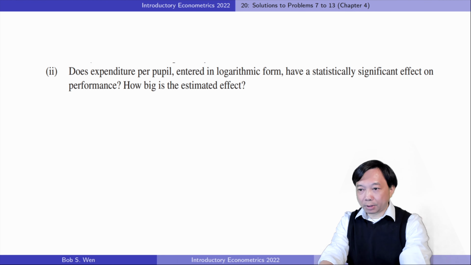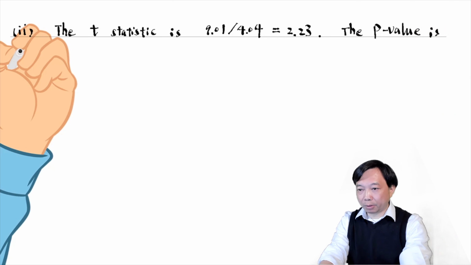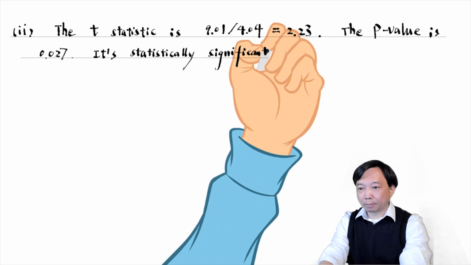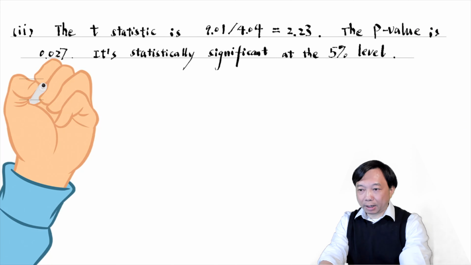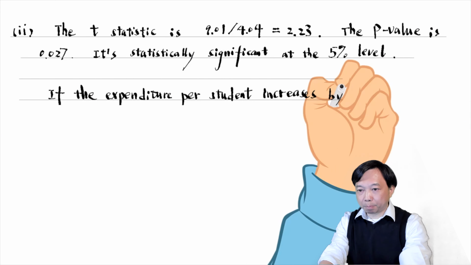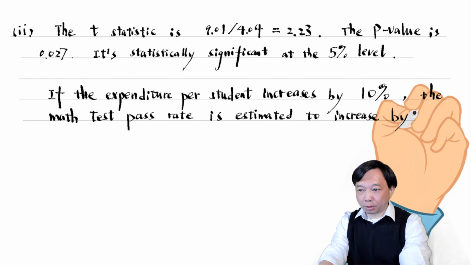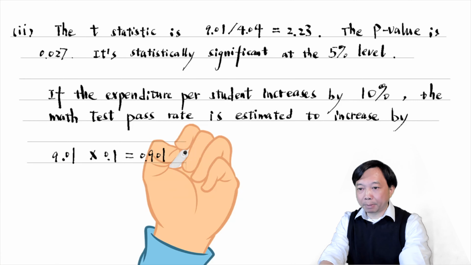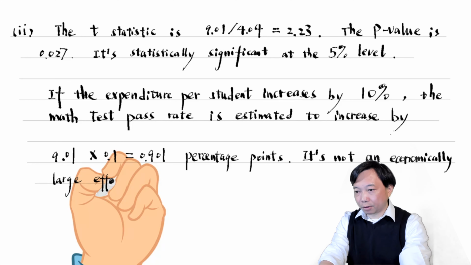The second question concerns the expenditure per student. The t-statistic is 2.23, and the p-value is 0.027. It is statistically significant at the 5% level. This is a level log model. If the expenditure per student increases by 10%, the math test pass rate is estimated to increase by 0.9 percentage points. It is not an economically large effect.